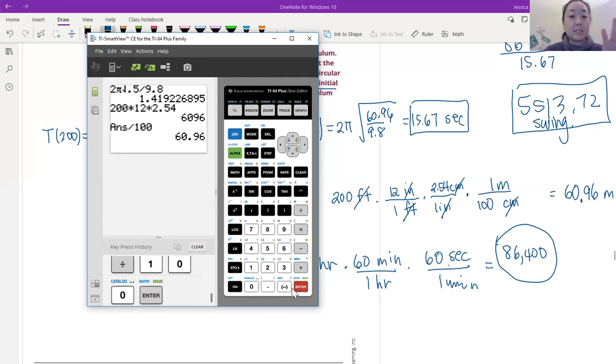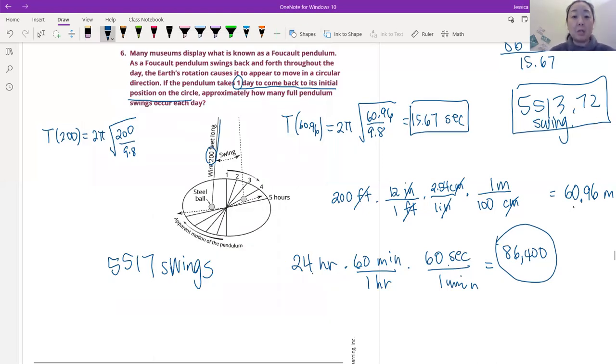And that would equal 60.96. And so now we have it in meters. So yay, happy days. So this is 60.96 meters. Oh, there it is right here. So this is incorrect, wrong units. And so we're going to put in 60.96 instead, because now we have it in meters. And once we calculate that out, that's going to give you 15.67.